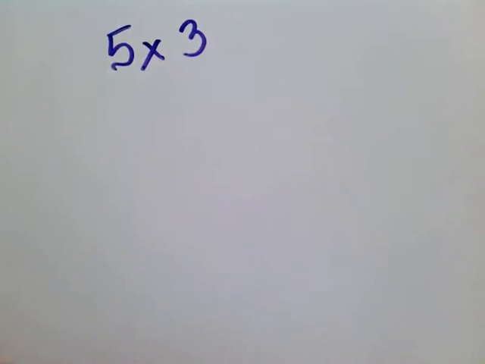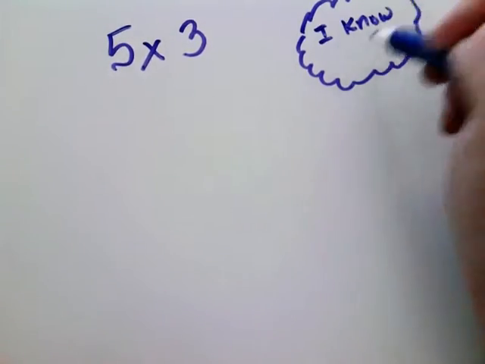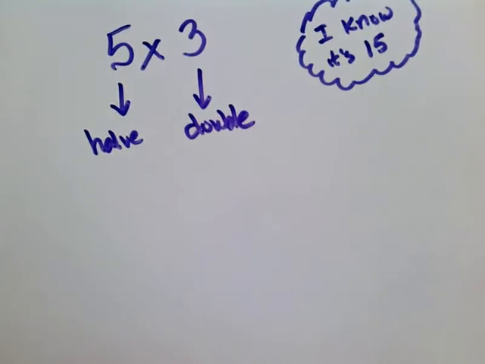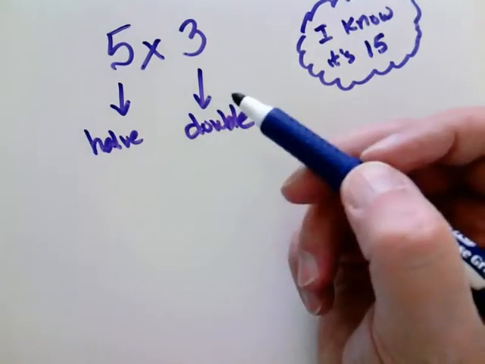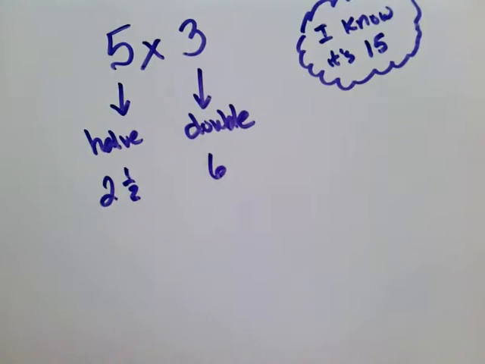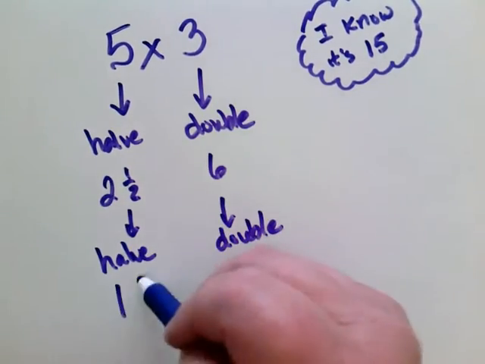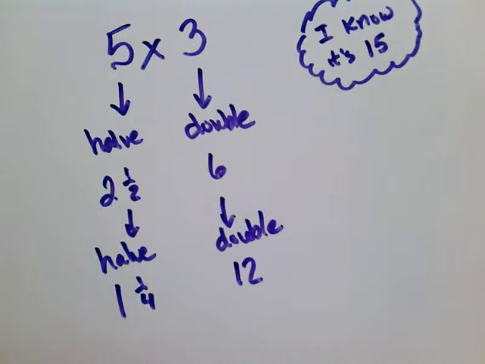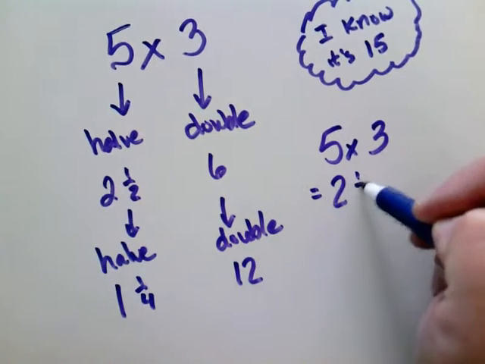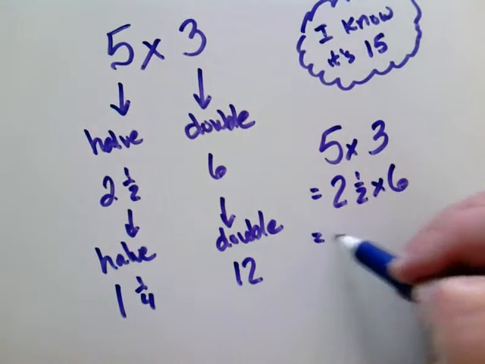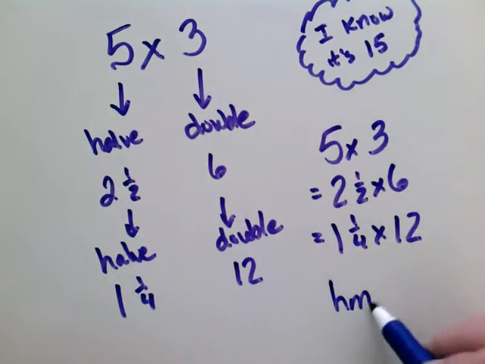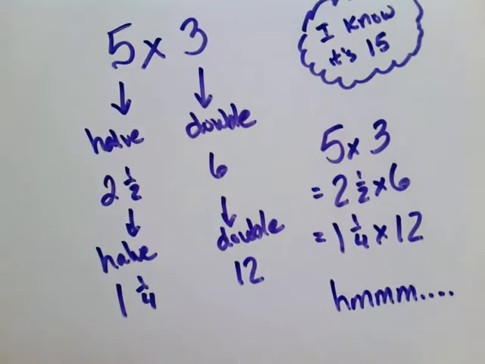How about 5 times 3? Now we know what that is. That's 15. Let's try halving the 5 and doubling the 3. Half of 5 is 2 1/2, and double 3 we get 6. Half of 2 1/2 is 1 1/4, and when we double 6 we get 12. So 5 times 3 is equivalent to 2 1/2 times 6, and it's also equivalent to 1 1/4 times 12. Where on earth do we find the 15 in that?